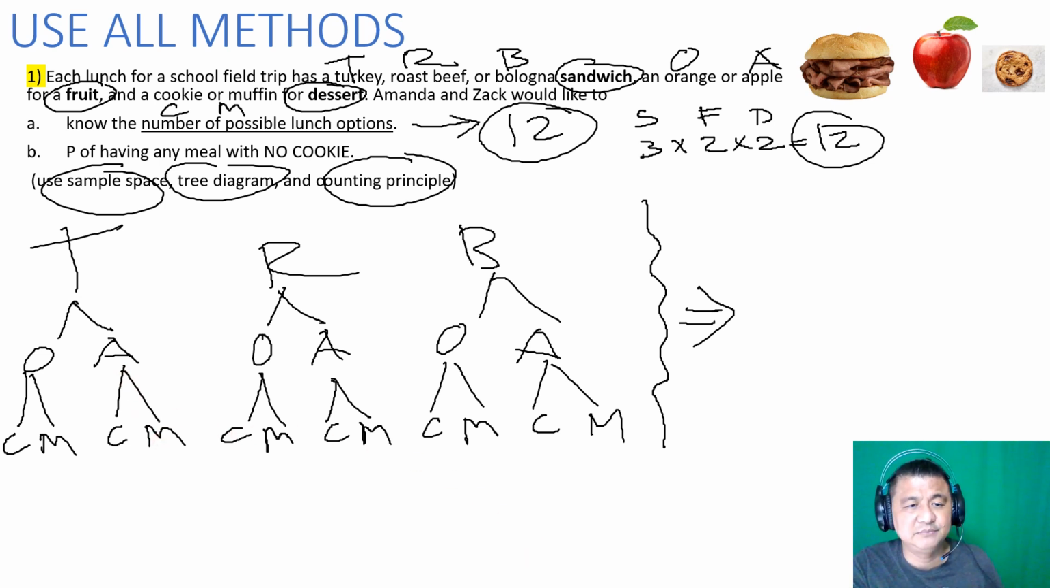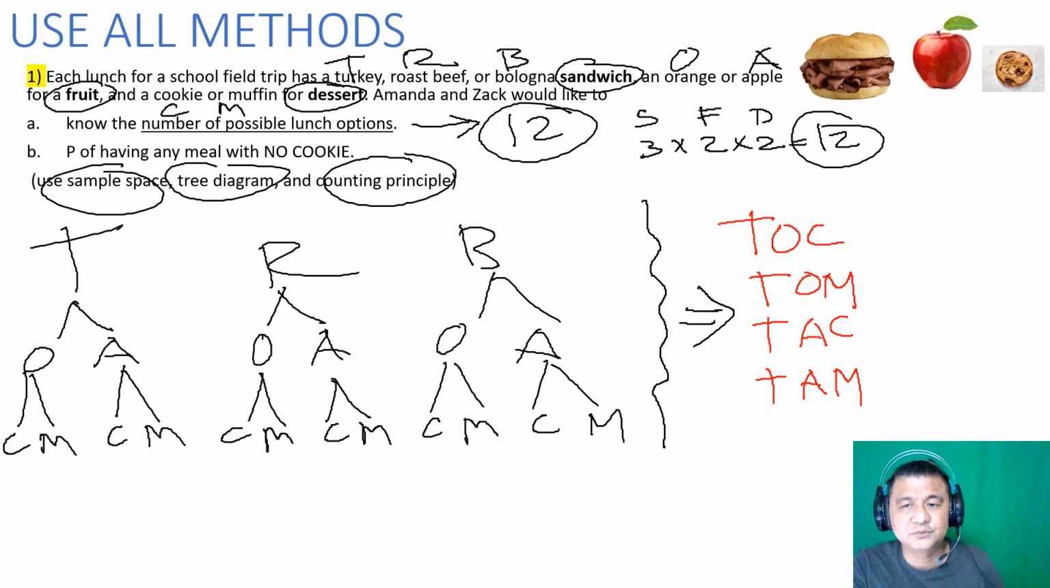So let's list them down. All the ones that start with turkey are TOC, TOM, followed by TAC, TAM. All of this is with turkey. Now let's go with the roast beef: ROC, ROM, RAC, and RAM. Ooh, I like RAM. That's my best combination.